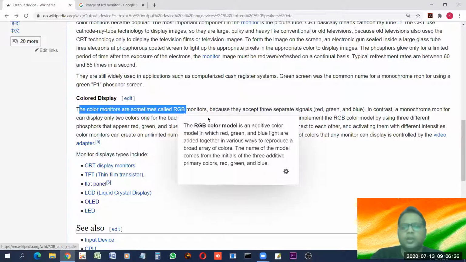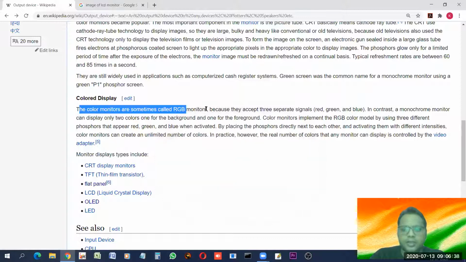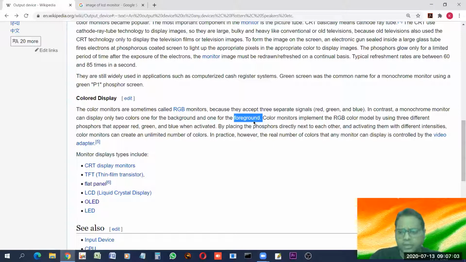So this is how we get color display in what kind of televisions? In the CRT technology. Okay. Because they accept three separate signals, so they form various colors. In contrast, a monochrome monitor can display only two colors, one for the background and one for the foreground. Background means either the background will be black and the text white, or the background will be white and the text black.